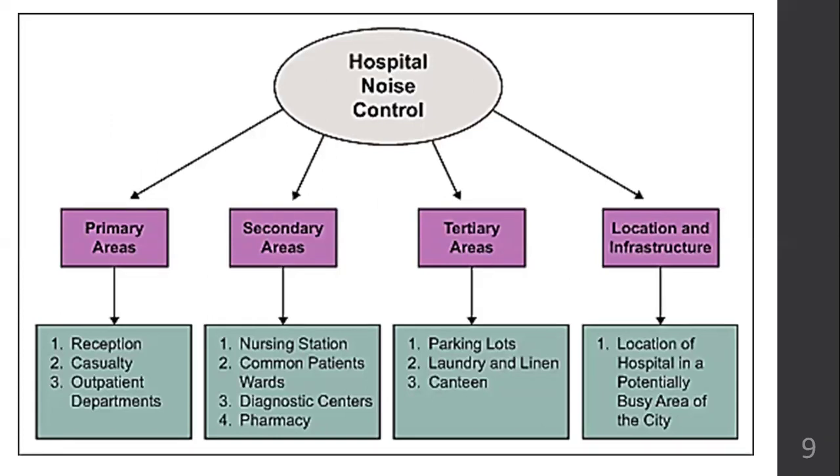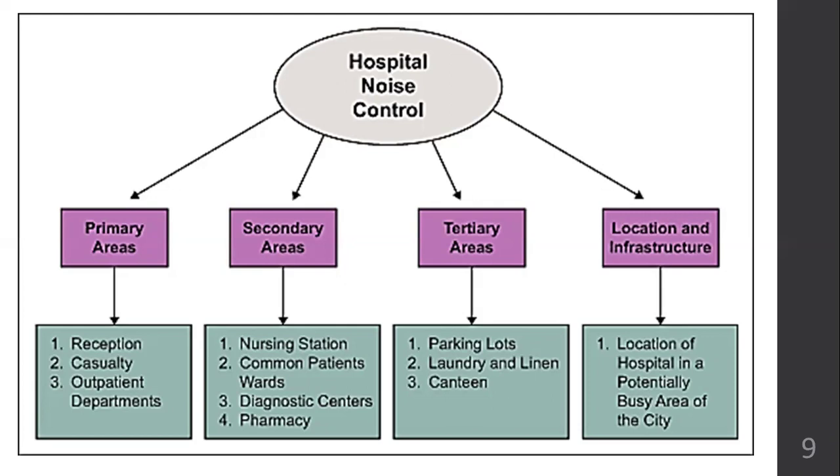For hospital noise control, there are primary, secondary, and tertiary areas from where you get the majority of the noise. Primary areas are reception, casualty, and outpatient departments. These are where you expect a lot of rush during the working hours of the hospital. Emergency doesn't have working hours, but still these are the most crowded, with a lot of traffic of people moving around. So these are the major noise sources in the hospital.